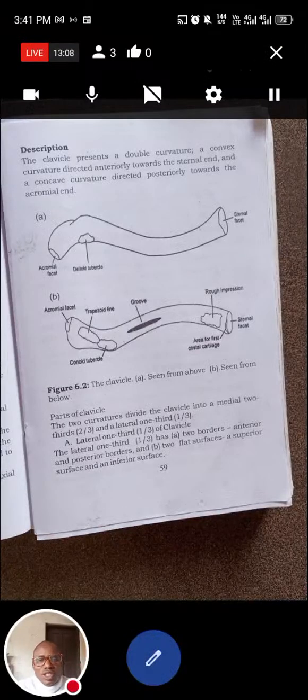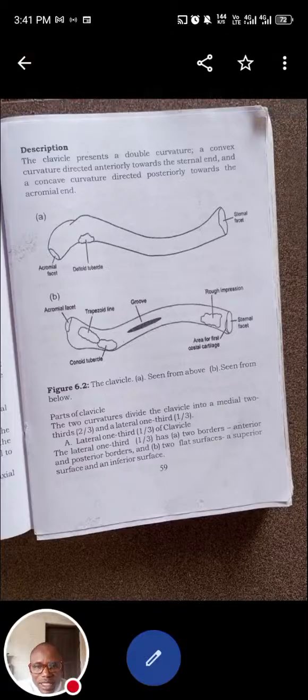So let's use this 4 minutes to look at the clavicle very briefly. You can see the parts there. Two curvatures divide the clavicle into the medial two-thirds and the lateral one-third. As we talk about the parts, we say one third is lateral, two thirds is medial.